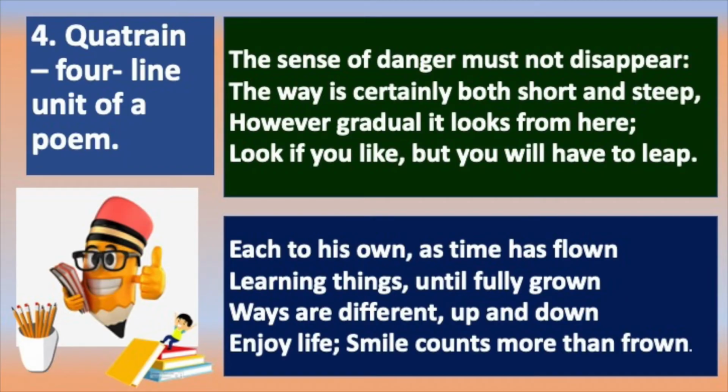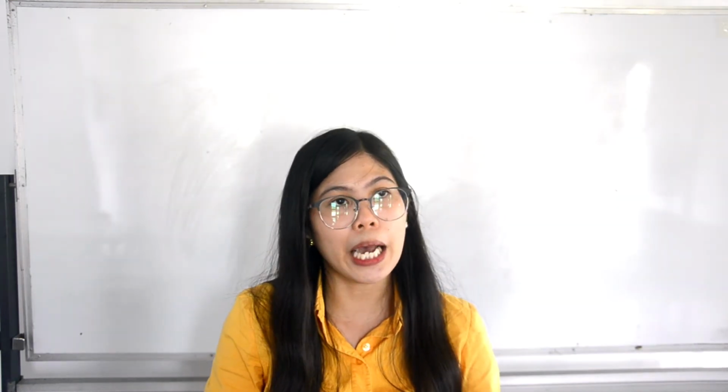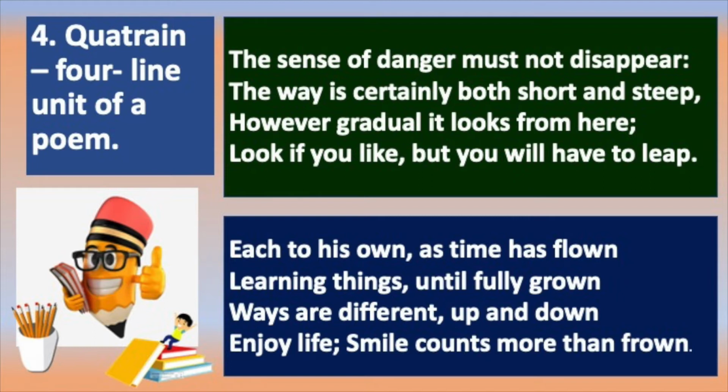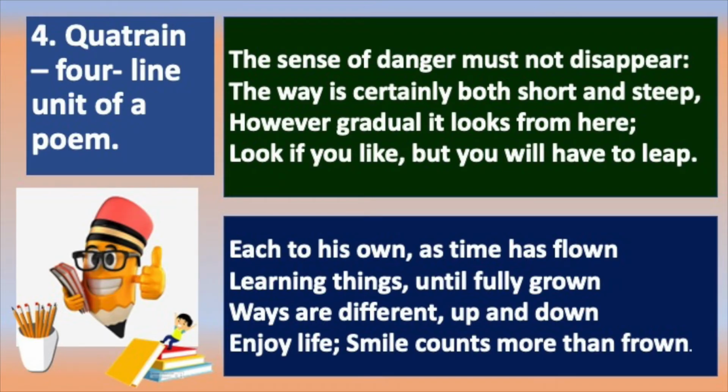So a quatrain is a 4-line unit of a poem. Meaning in a stanza there are 4 lines. So example, as you can see here, this poem has 4 lines. So if we are going to count the poem per line, so we have 4 lines. So this poem is an example of a quatrain. So another example of quatrain is this, another example. We have also 4 lines, so we consider this example as a quatrain.